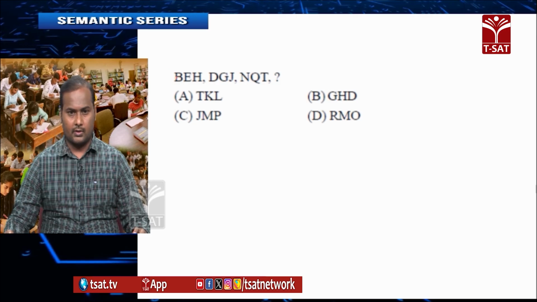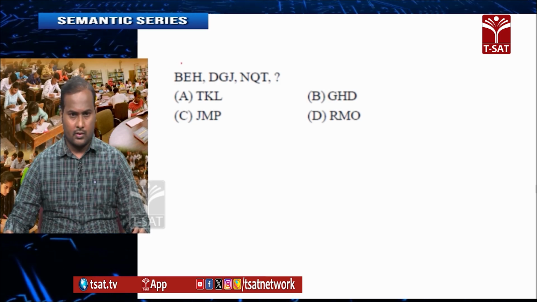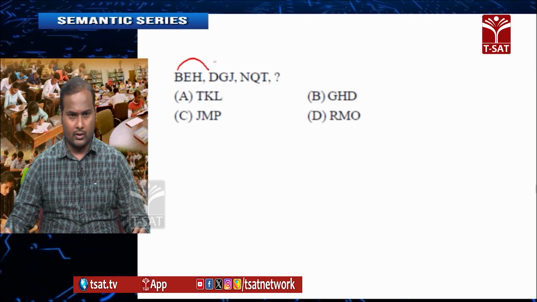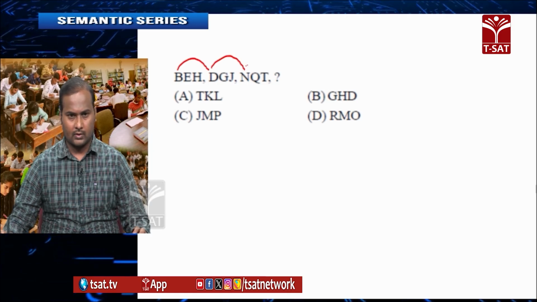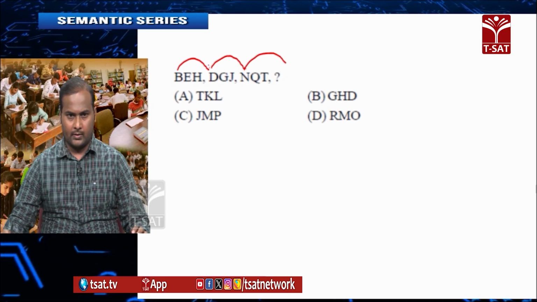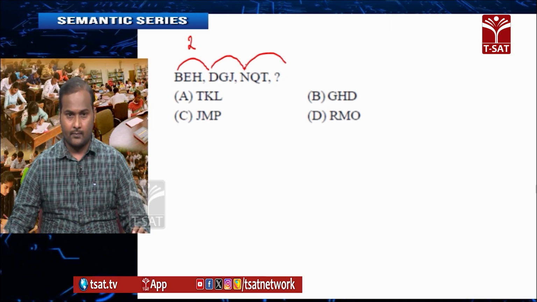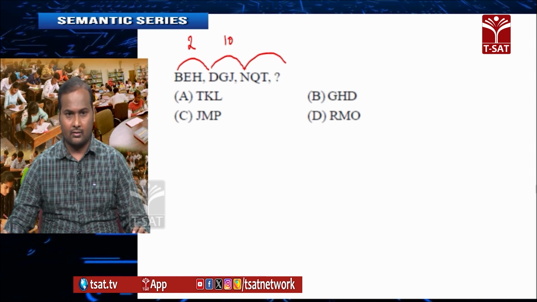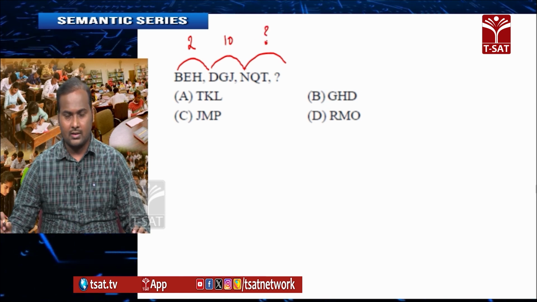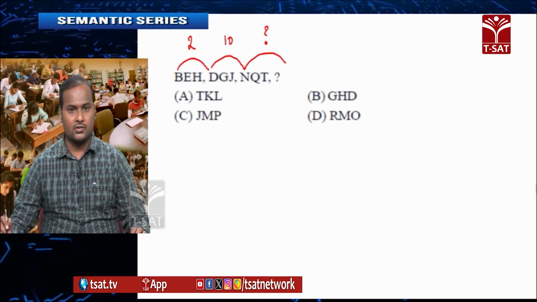In this question also, it's a mixed series with respect to alphabets. So here, first B to D to N, and the next one we need to find out. But here B to D, it is increasing by 2, D to N, it is increasing by 10. We don't know what is the next change. We can't predict from here what is the next change.